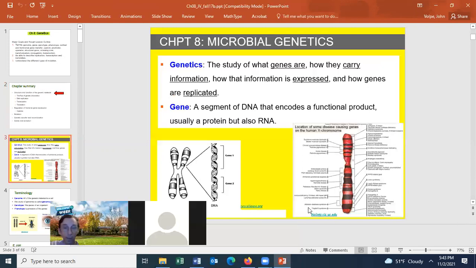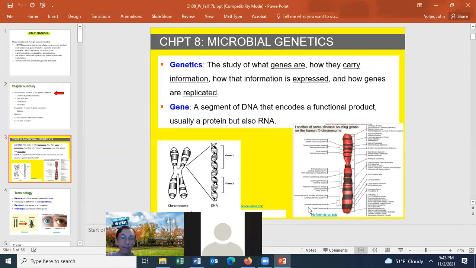All right. Genetics is the study of what genes are, how they carry information, and how that information is expressed, as well as how genes are replicated. A gene is a segment or a piece of DNA that encodes a functional product. The product that it encodes is usually a protein, but it can be an RNA.